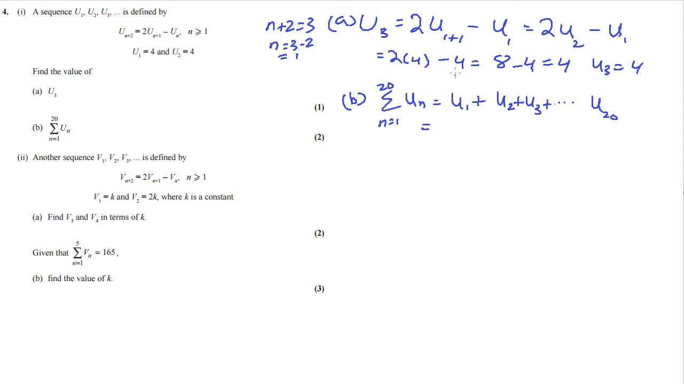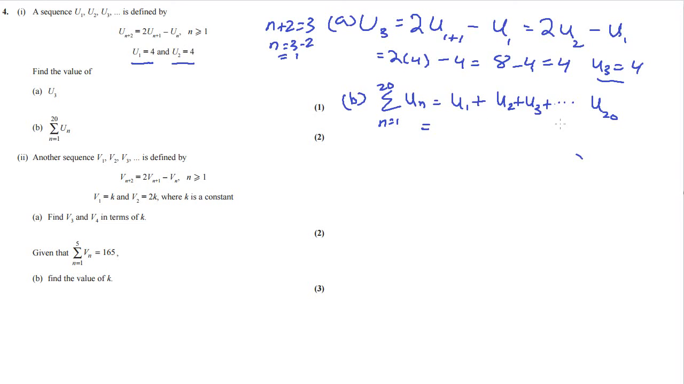Now as you might have noticed in this question, u1 was 4, u2 was 4, and then u3 also came out to be 4. The way this sequence works, you started with 4 and 4, then you keep putting in the next value. So if I want to find u4, I'll put n equal to 2 here. So u4 equals 2 times u3 minus u2. So again, 8 minus 4 is 4. You'll always get a 4. So therefore this sequence is such that all terms are 4.